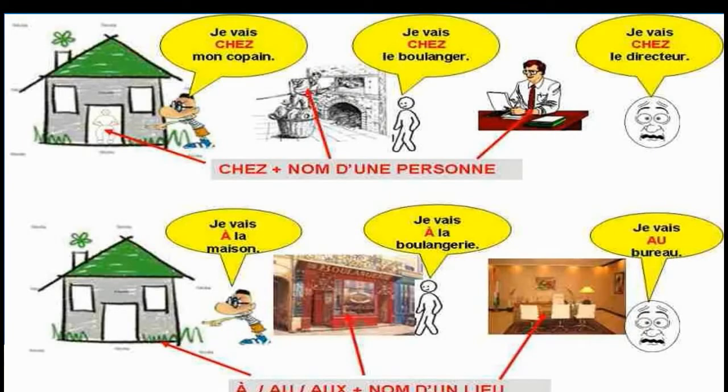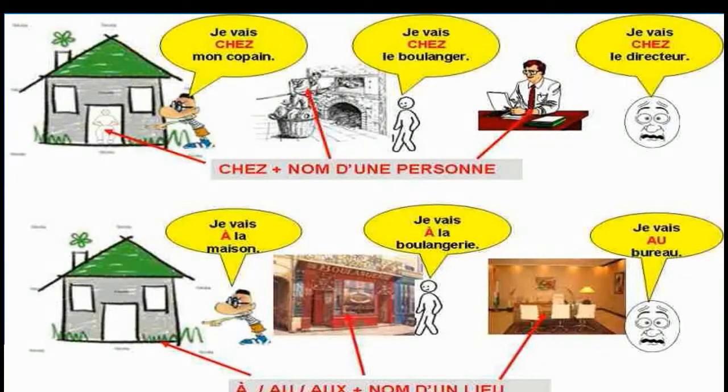I go to my house also. Je vais chez moi. Moi, meaning me. I go to myself, meaning I go to my house. Je vais chez Muhammad. Je vais chez Ali. Je vais chez, after that a name or the pronoun for this person.